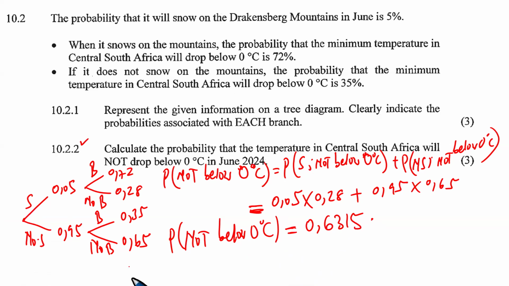0.6315. So the probability that the temperature in central South Africa will not drop below 0 degrees in June 2024 is 0.6315, or you can multiply by 100%, so that it is 63.15%. Okay, let's continue. Next question.